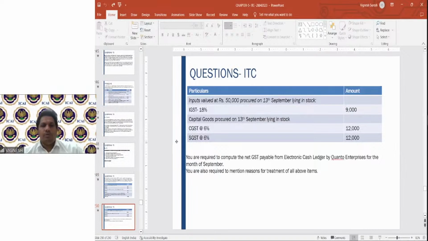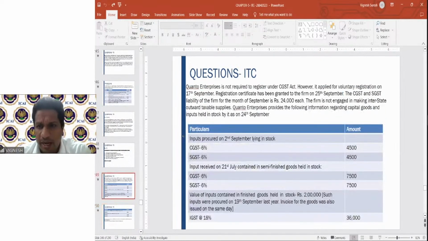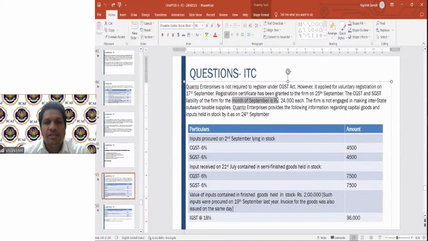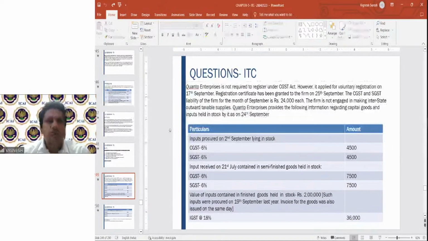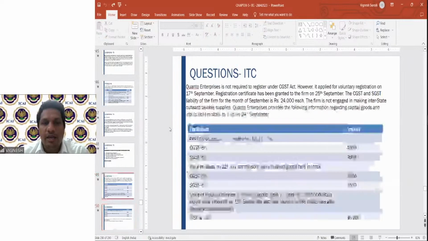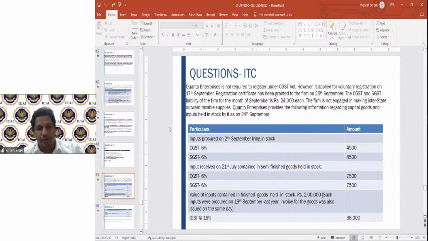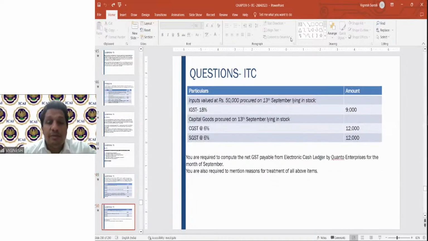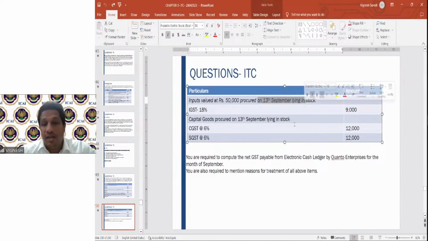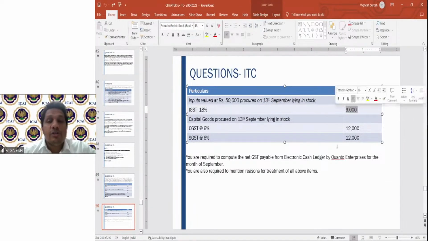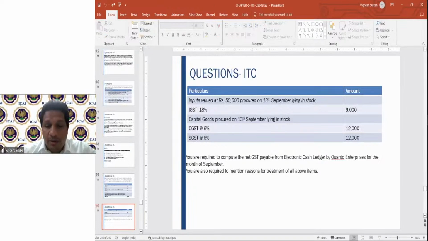So, inputs procured on 13th September lying in the stock. It said he applied for voluntary registration on 17th September and registration was received on 25th September. So 24th September is the relevant date, and it is procured on 13th September. Since it is procured on 13th September, it is definitely allowed as input. So this IGST 9,000 also can be claimed. I hope you got the point. Then you come to capital goods. What about capital goods? Can it be claimed?